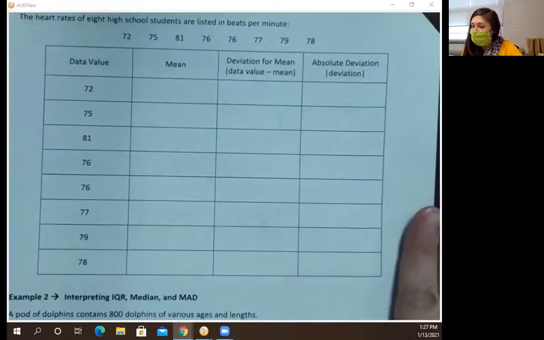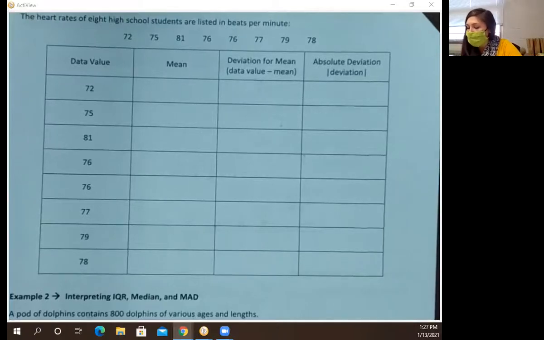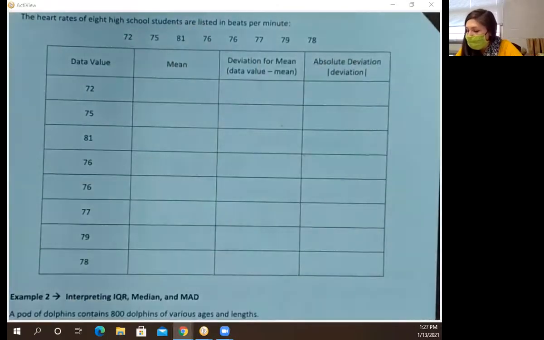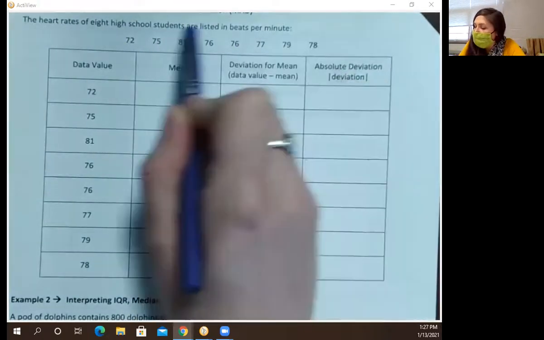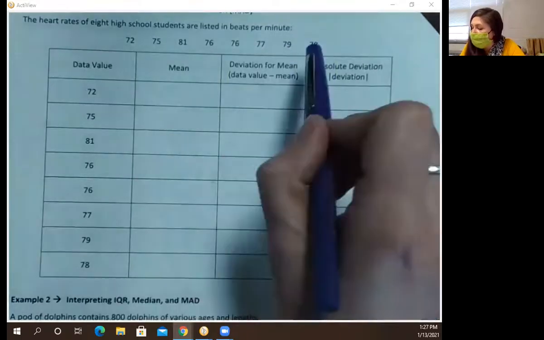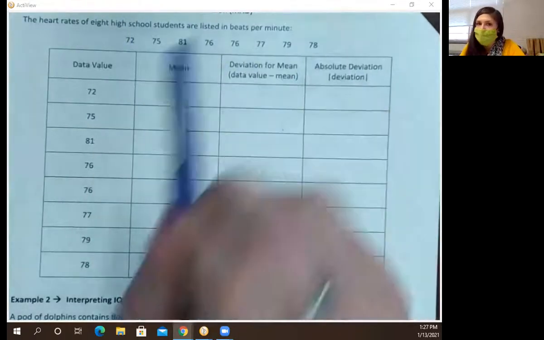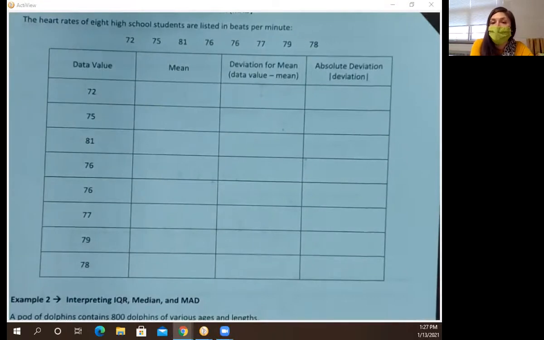So on page 12, mean absolute deviation, okay? Same data as our last problem. The first thing I want to do here is find the mean for this set of data. So I would like you to do that for me now, please. Find the mean of these values.